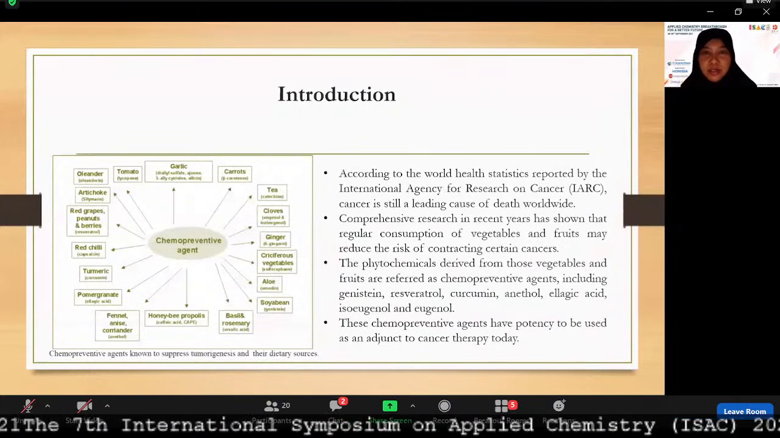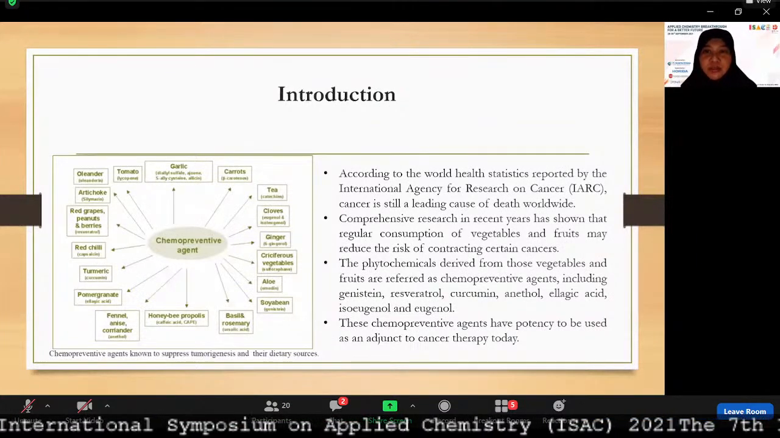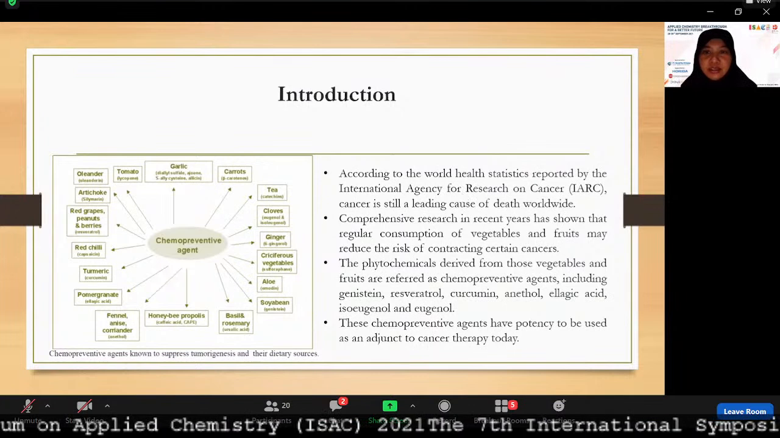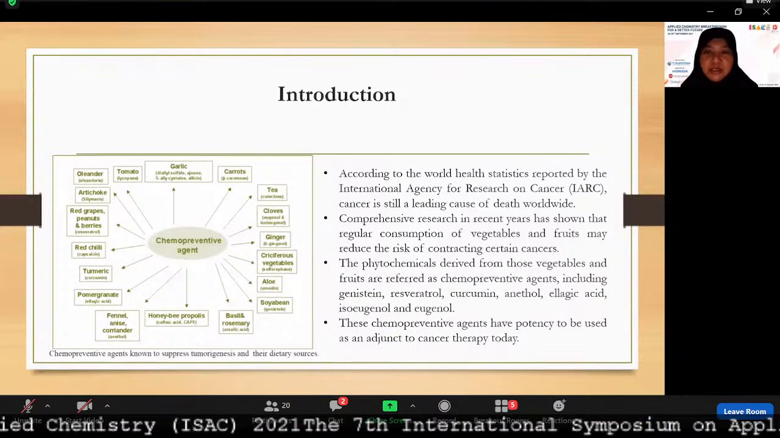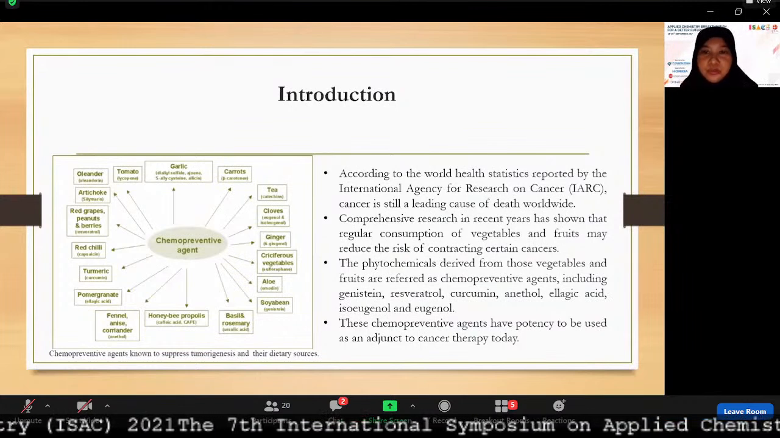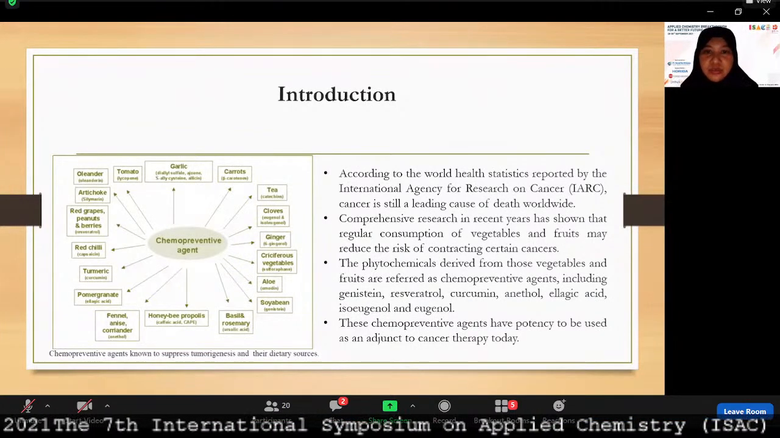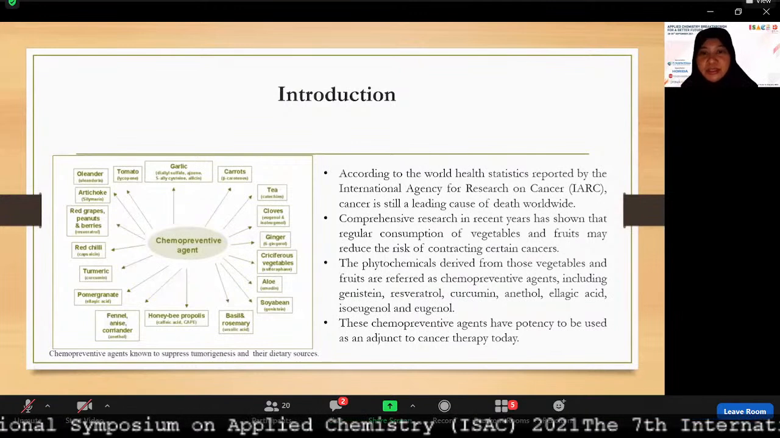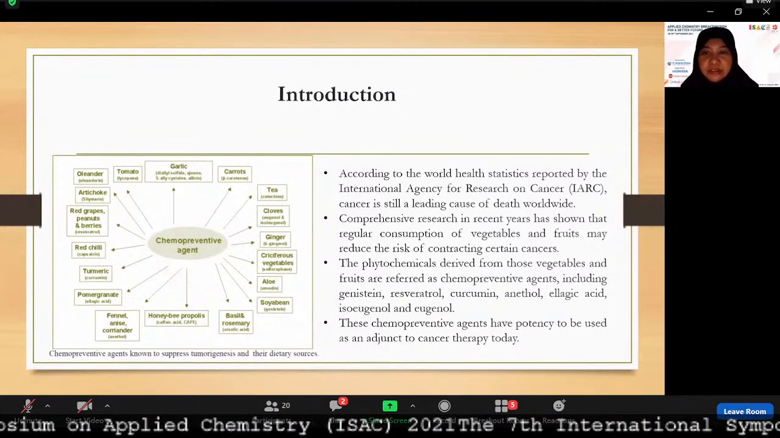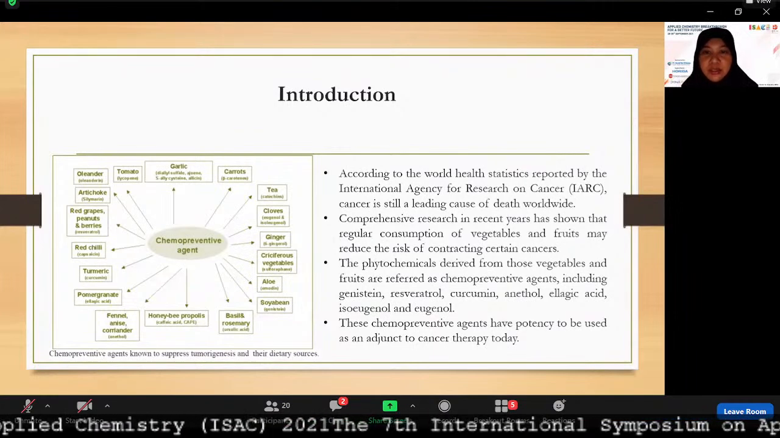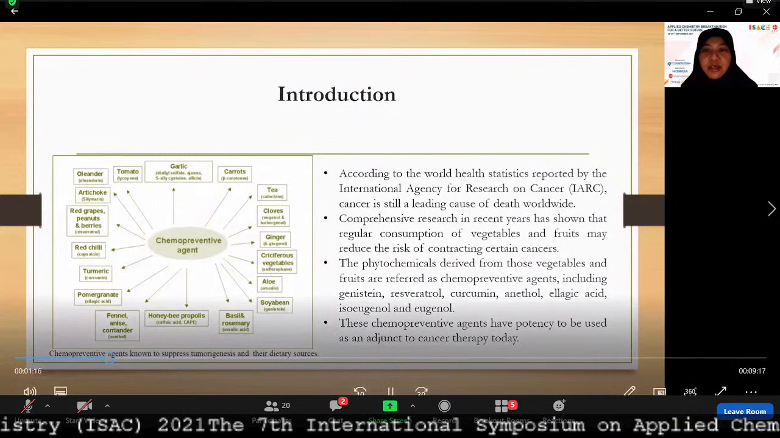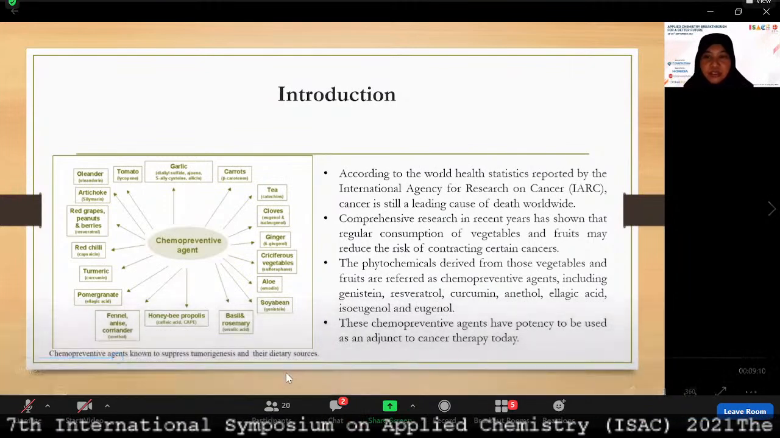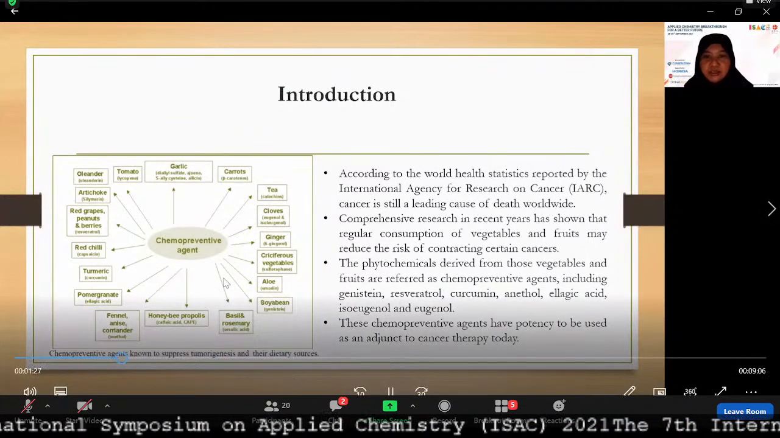As an introduction, according to the World Health Statistics reported by the International Agency for Research on Cancer, cancer is still a leading cause of death worldwide. Comprehensive research in recent years has shown that regular consumption of vegetables and fruit may reduce the risk of contracting certain cancers. The phytochemicals derived from those vegetables and fruit are referred to as chemopreventive agents, including genistein, resveratrol, curcumin, anethole, ellagic acid, isoeugenol, and eugenol. These chemopreventive agents have potential to be used as an adjunct to cancer therapy today.